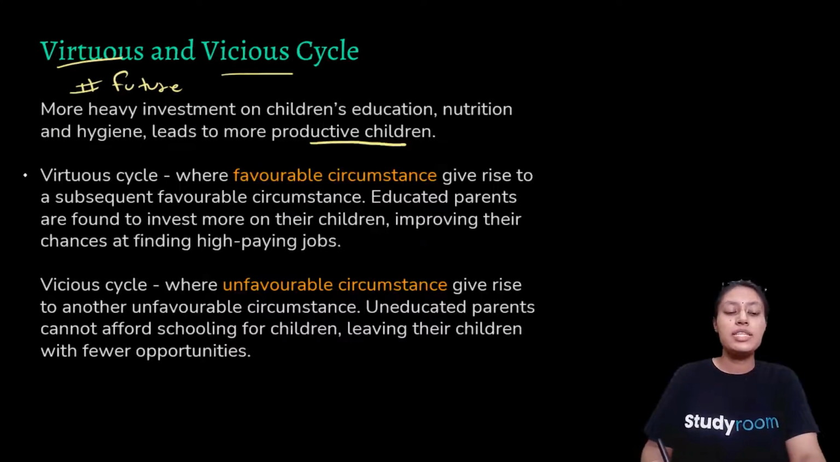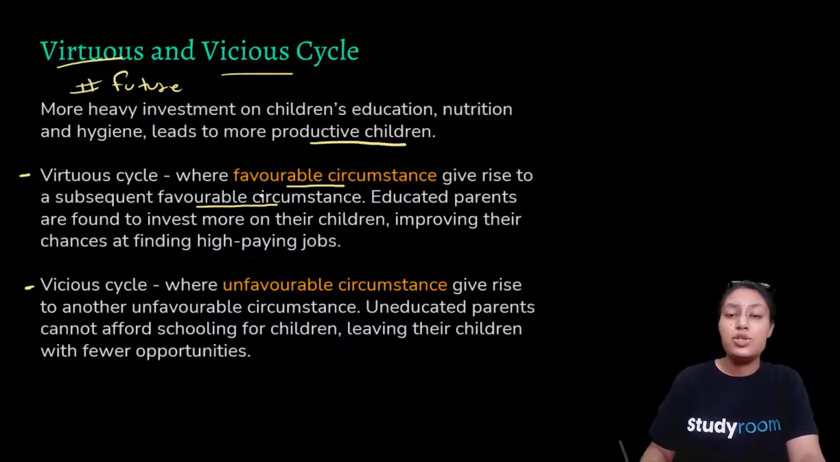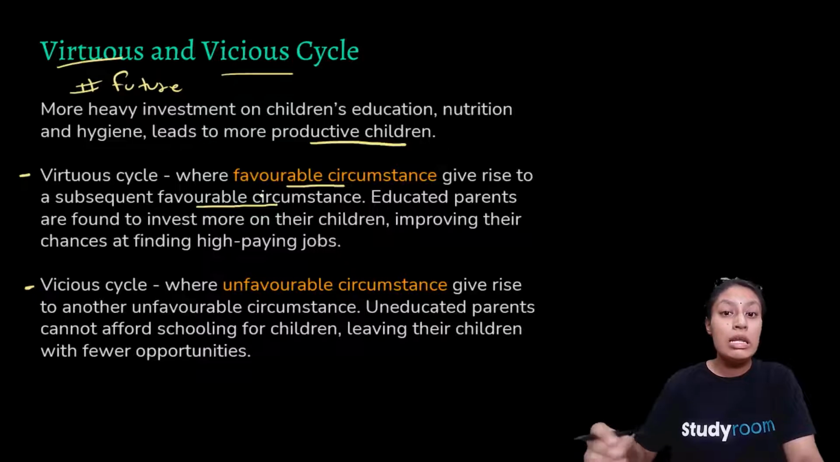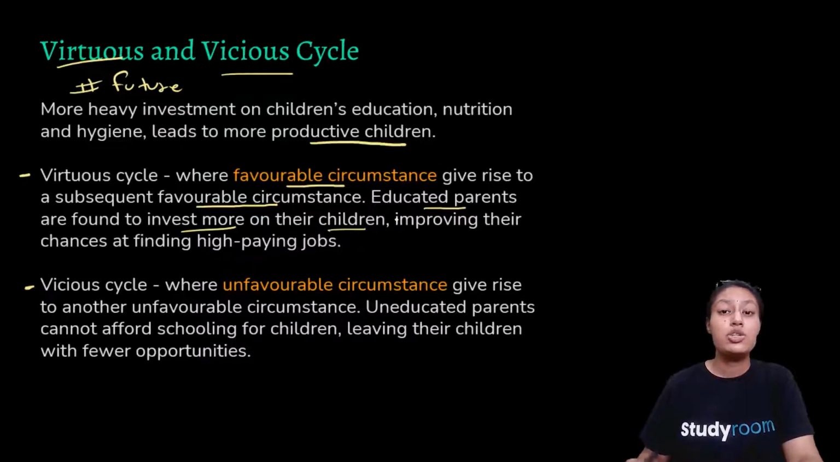So we will study this by two different cycles. First is the virtuous cycle. A virtuous cycle is basically when favorable circumstances give rise to subsequent favorable circumstances. For example, educated parents will understand the importance of education and will make their child learn on a very good scale, right? So educated parents will invest more in their child's education, because they understand the value of educating their child so that their children can find high paying jobs.